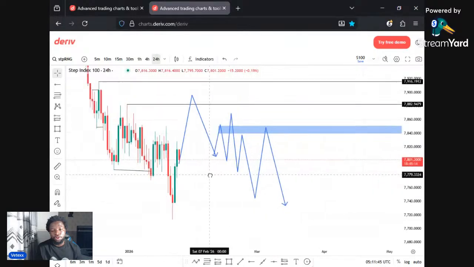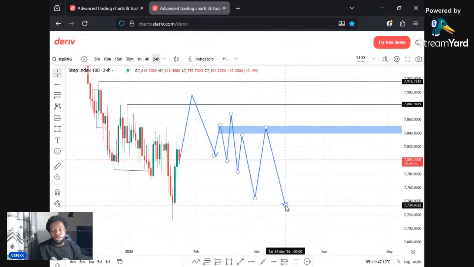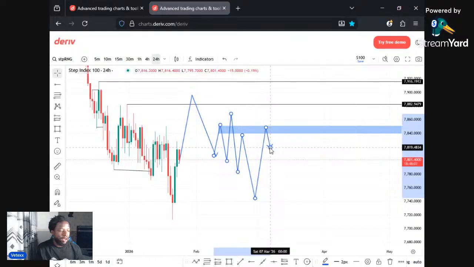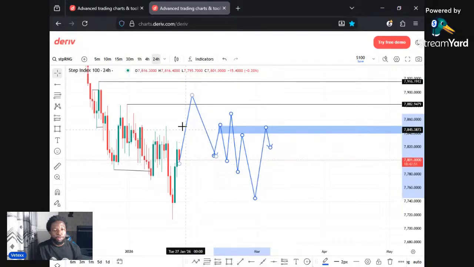So once price gives us the continuation on the 4-hour time frame in such a way like this, then we can scale down to the intermediate time frame, which is 30 minutes, 15 minutes, 10 minutes, and the rest, so that we'll be able to take more trades on those time frames. Okay, so this is what you're anticipating on Step 100.